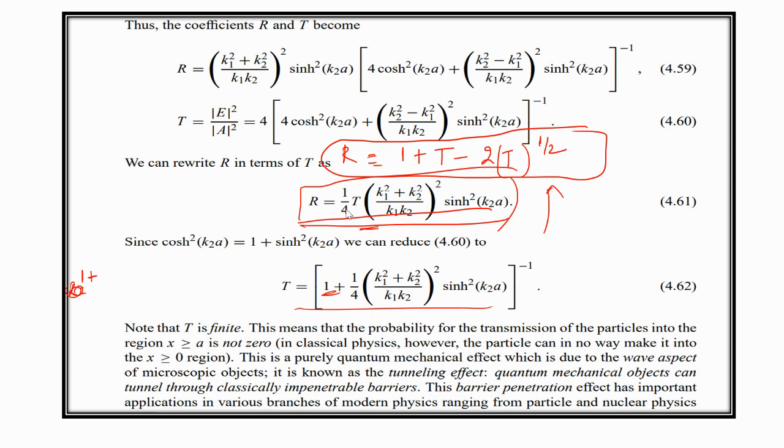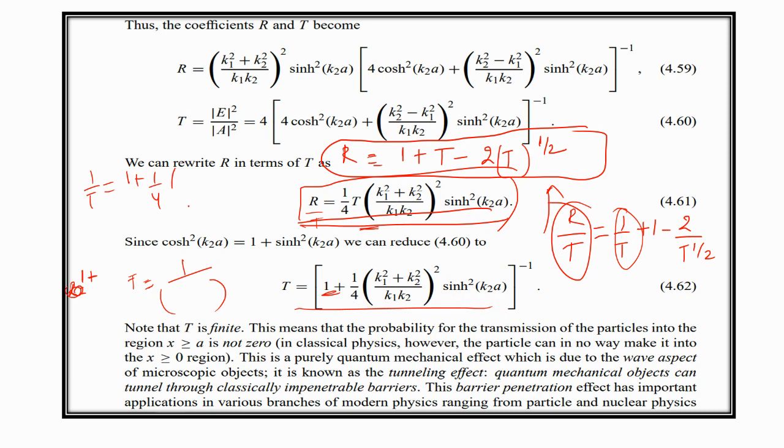So you got the point? How to solve it? If suppose I divide the whole of this by T, so R by T equals 1 by T plus 1 minus T to the power 1 by 2. So R by T is given. R by T is this one. If T comes to the left hand side, you get R by T. And now 1 by T. So T is 1 upon something, because this is minus 1. So 1 by T will be equal to 1 plus 1 by 4 and this whole term, right? And again this will be 1 by 2.